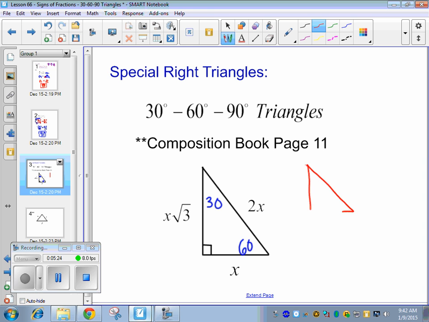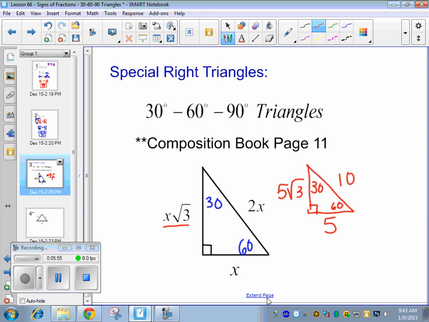So let's do an easy one first. Let's say we know that this is 5. Okay, the short side is 5. So if the short side is 5, the hypotenuse has to be what? 10. It's always going to be twice the short side. And if I know the short side is 5, then this side is always going to be whatever this is times the square root of 3. So 5 root 3. And then you solve the whole triangle.